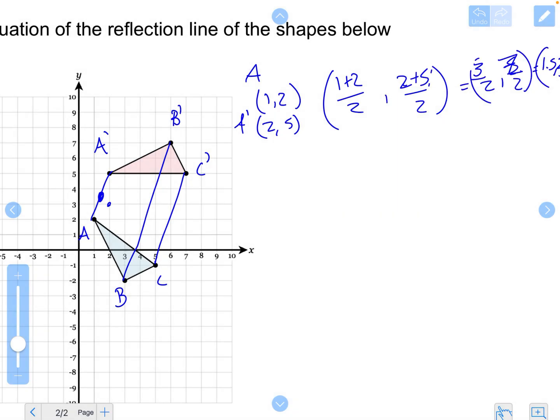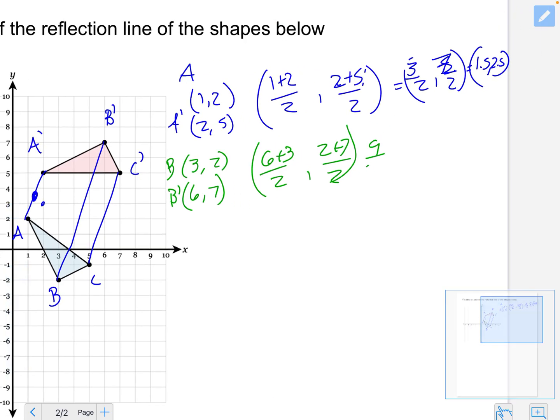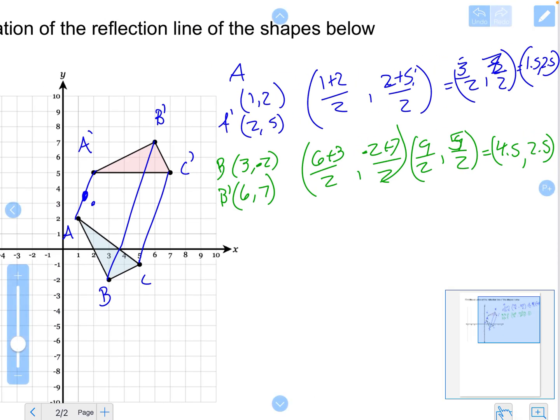All right, so let's go our B points. So we have 3, negative 2 for B. B prime is 6, 7. 6 plus 3 over 2, 2 plus 7 over 2. So we get 9 halves and 9 halves. Nope, something's wrong. That's a negative 2, so that's a 5 halves. So we should get 4.5 and 2.5. Yep, that's roughly it.